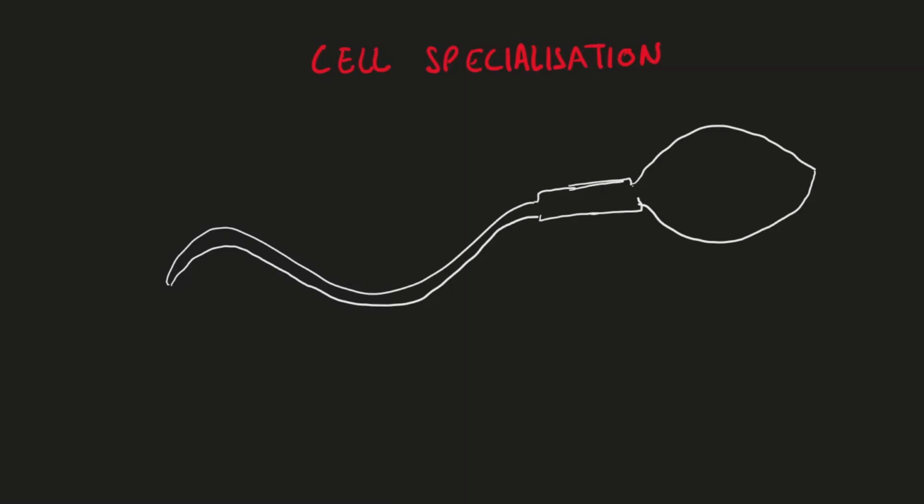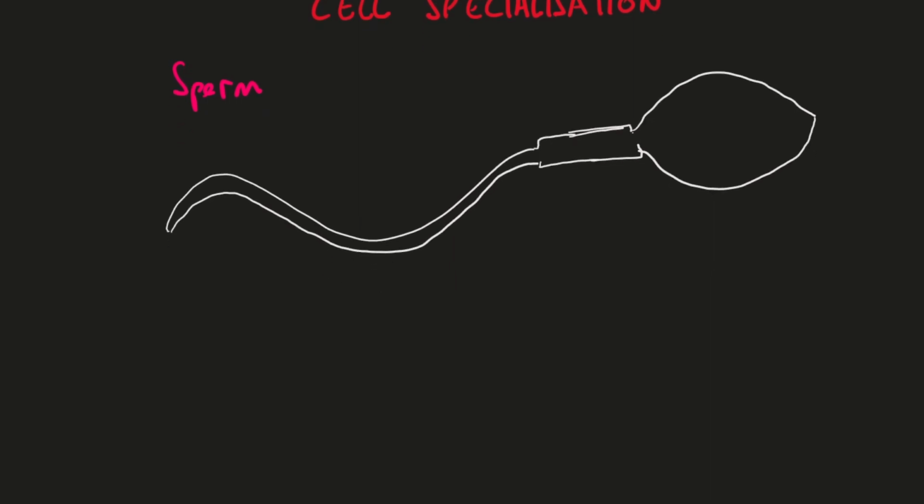So today we're going to be looking at cell specialization, and cell specialization basically tells us how different cells are organized and how their structure varies depending on their function. So let's take a look at a sperm cell. The role of a sperm cell essentially is to burrow through the female reproductive system, burrow into the egg and fertilize the female egg. And so the sperm cell is built to do this with its structure.